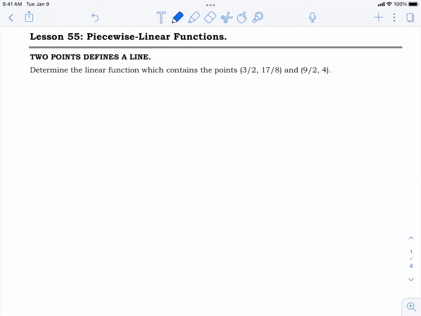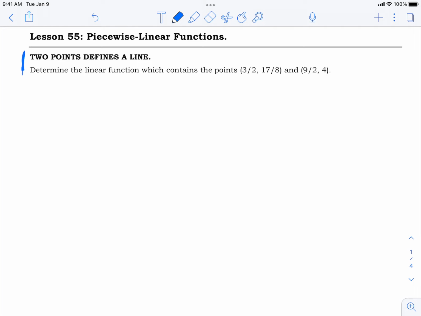Welcome to 55, piecewise linear functions. We're going to be building some linear functions, writing the equations of lines that describe various situations. Actually, we're going to focus a lot on cost structures, which is a very common application of these straight line functions. But first, let's warm up, bring some stuff back to memory.